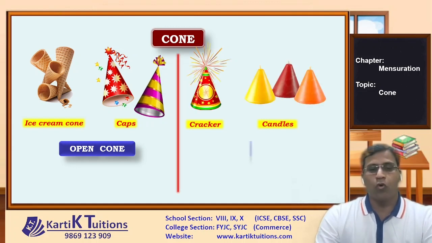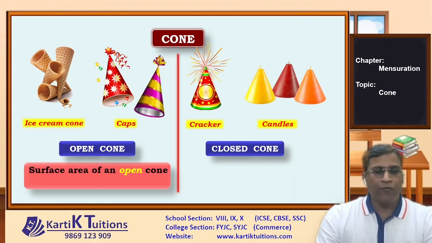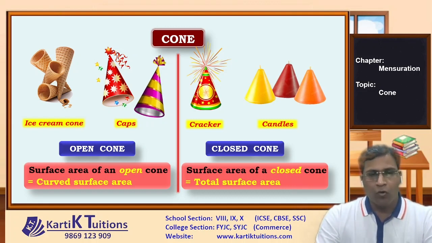See, in sums, you are going to get such examples. You should know one simple concept. When we talk about an open cone, the surface area of an open cone is always equal to the curved surface area of a cone. Whereas for a closed cone, the surface area of a closed cone is equal to the total surface area. Always remember this. Whenever we talk about an open cone, the surface area of an open cone is always equal to the curved surface area of a cone. Whereas the surface area of a closed cone is nothing else but the total surface area of a cone.